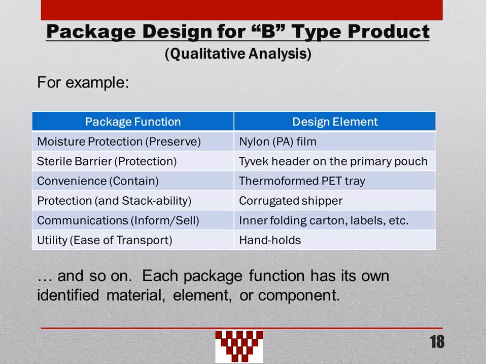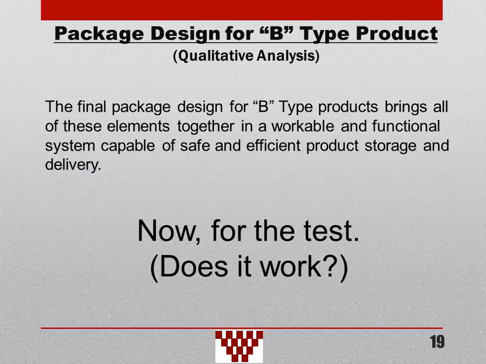For the communications function, you might have an inner carton with labels on it, for example. Utility function might be handholds on the product to assist in the manual handling, and so on. The point is that each package function has its own identified material, element, or component. Okay. The final design of that B-type package brings all of these elements together, as the graphic on the previous slide showed, into a workable and functional system. And the purpose is to deliver that product safely to any place in the world in an efficient manner.